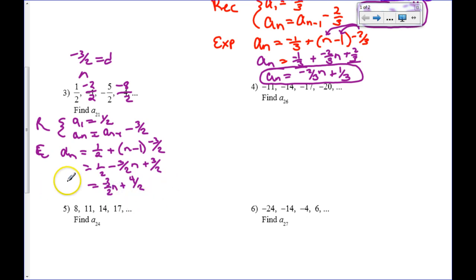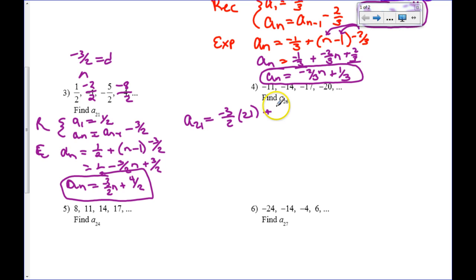Okay? And that is our explicit formula. Now, you could always say 4/2 is the same thing as 2, correct? Okay. Now we need to find a sub 21. Okay, so -3/2 times 21 plus 4/2. So 3 times 21 is the same thing as 63, -63 over 2, plus 4/2. And that is going to be -59/2, correct? Okay. And that's that one.